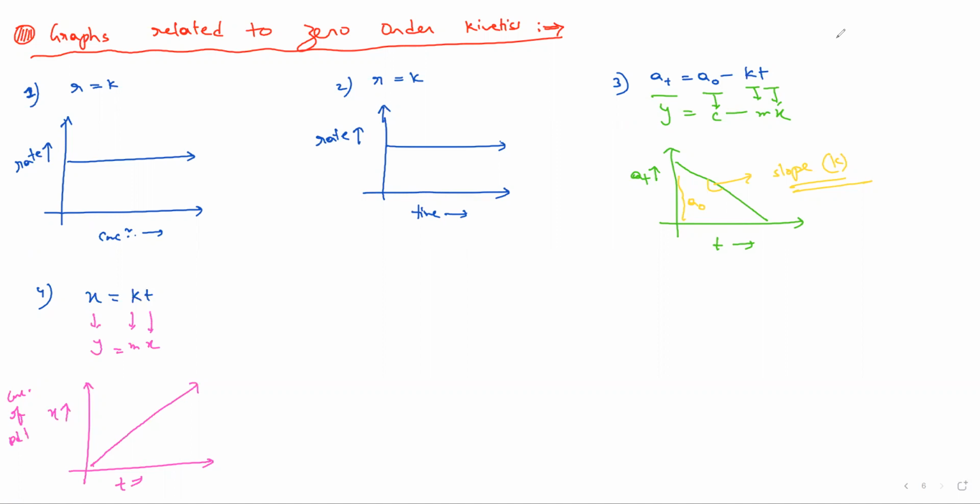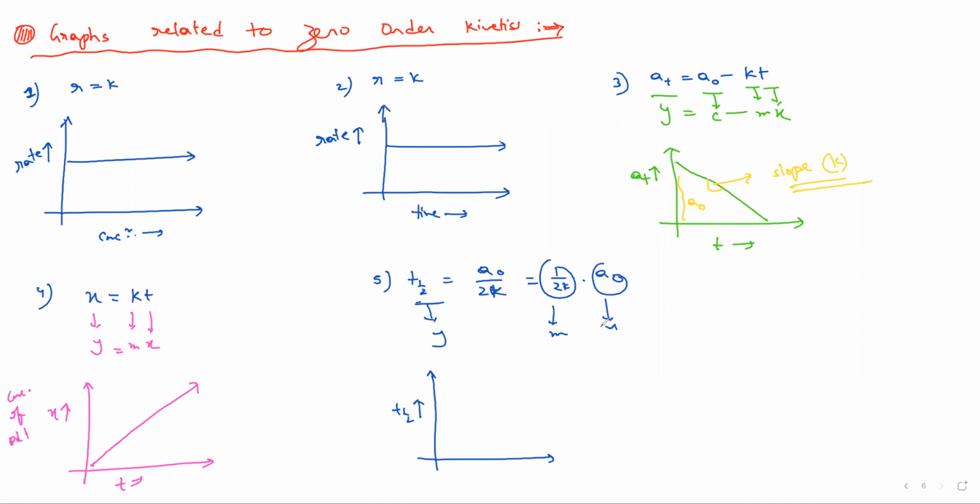Next, what should be the T half? A naught by 2K. This one we can write as 1 by 2K into A naught. So this one equals y equals mx. T half versus A naught, the slope is 1 by 2K. The x-axis is the initial concentration of reactant. Okay.